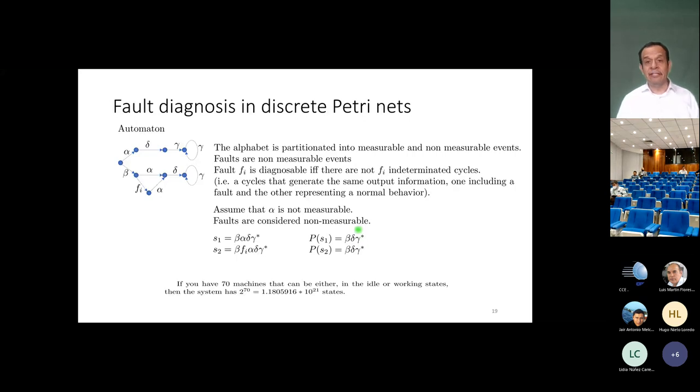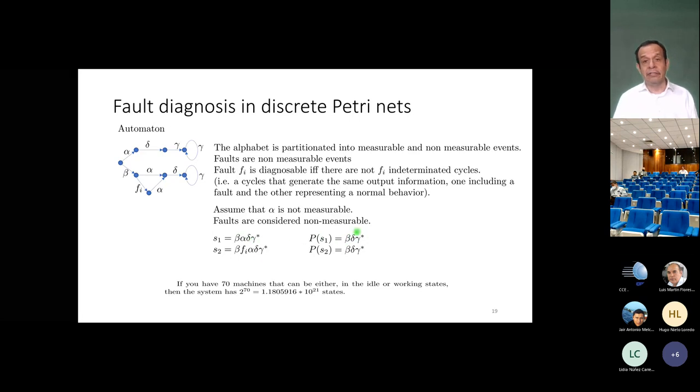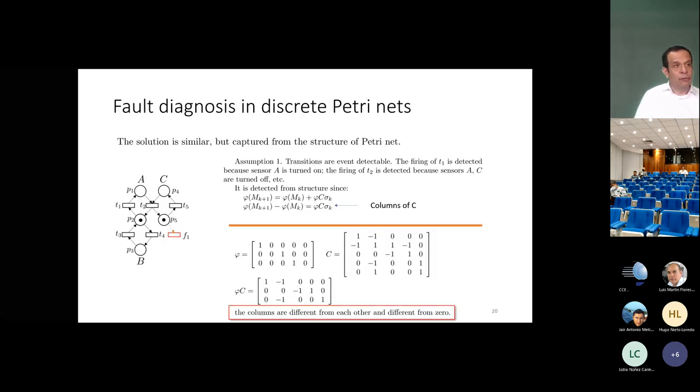So if I pay attention to the sensors, which is the only information that I have, I will not be able to determine if there exists a fault or not, because both sequences, with a fault or without, give me the same sequence of sensors. Okay. Then I will study this problem, but using Petri nets. Why am I changing to Petri nets?